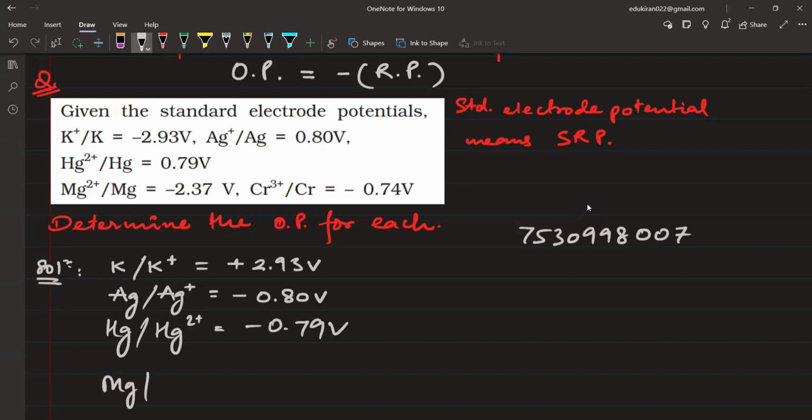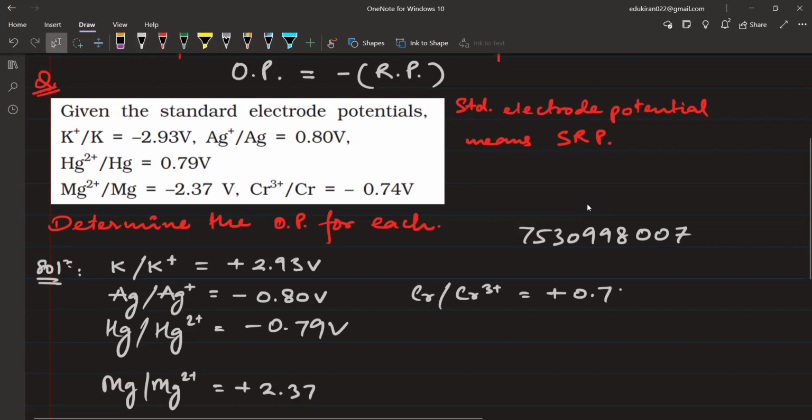Similarly, Mg to Mg2 positive, this will be equal to plus 2.37. You did not write for Hg, Rabia. Oh, you left Hg out, you did not write it in the question either. Mg2 positive. Then we have chromium to Cr3 positive. This will be equal to plus 0.74 volts.